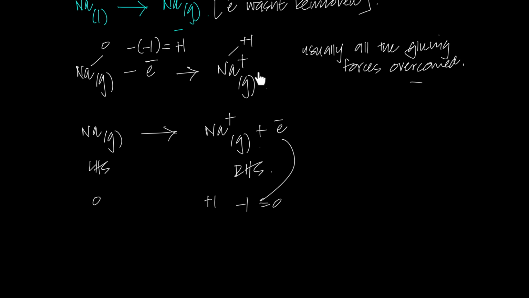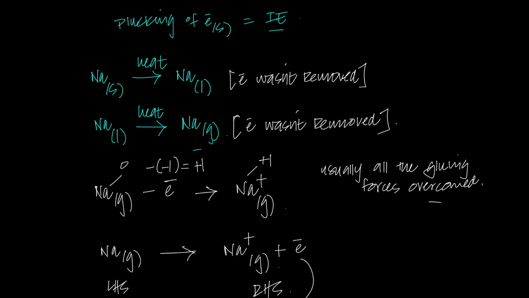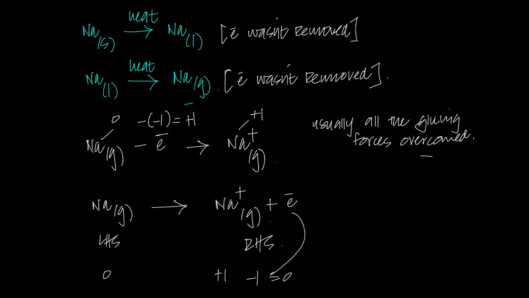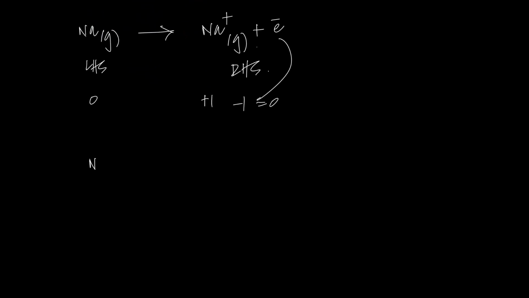You guys can also go against the convention as long as the left hand side charge equals the right hand side charge, right? So that was the conclusion that he made, that if I were to remove an electron, aka I want to pluck an electron, which I call ionization energy, I can only do that if sodium is in its gaseous state. So sodium was in its gaseous state, he plucked off the electron, he gave me sodium 1 plus ions, and the electron was plucked off, right? But that's not the real reason.